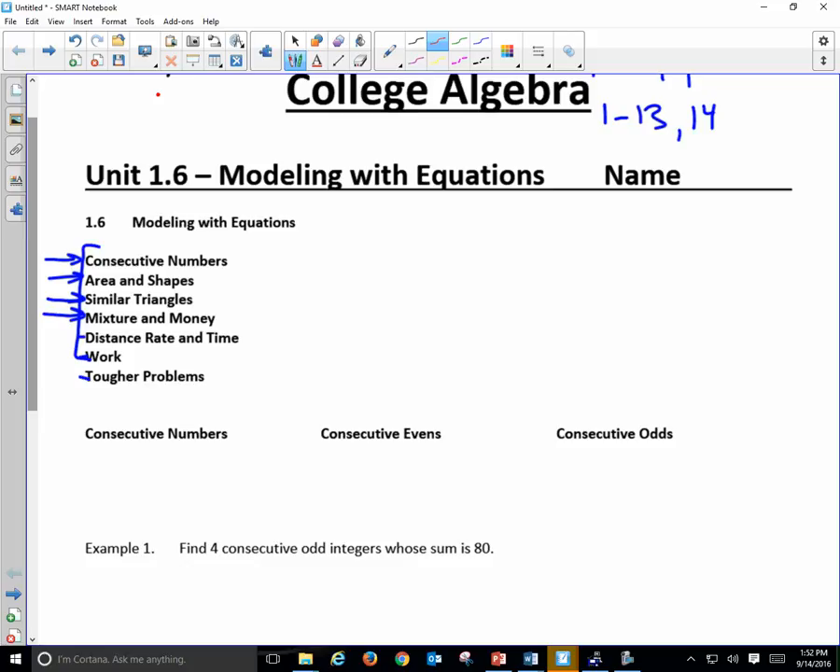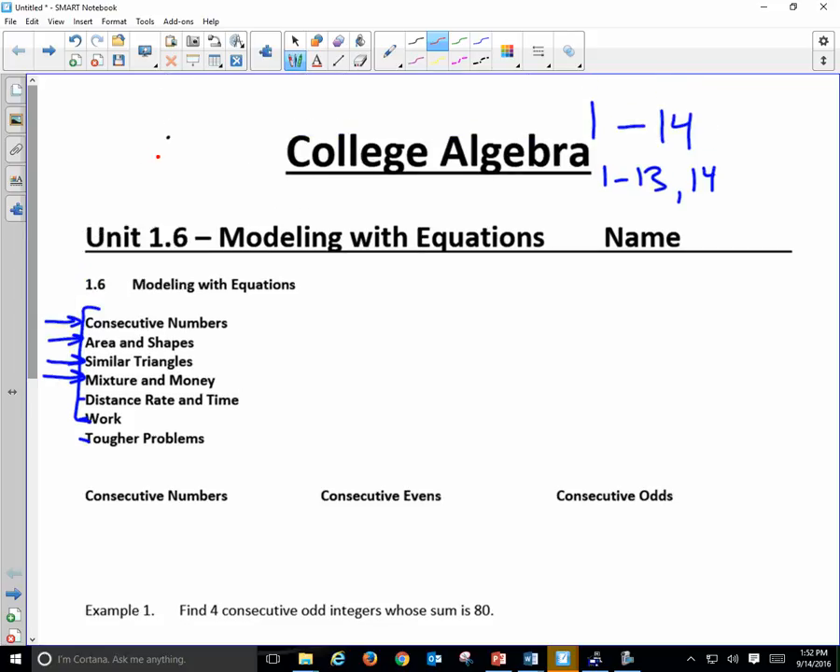But if you want to try to be a pure mathematician, solve 14, get after it. Good luck. See what you're made of.